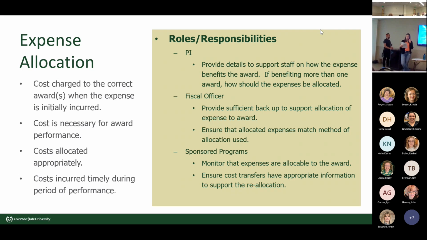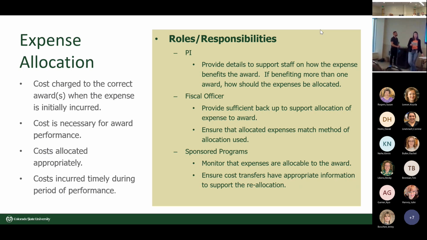Expense allocation. One, just make sure that the costs are charged to the correct award when the expense is initially incurred. It's just better to get it right the first time, because what do you know in 3, 4, 5 months that is better than what you knew when the expense actually happened?